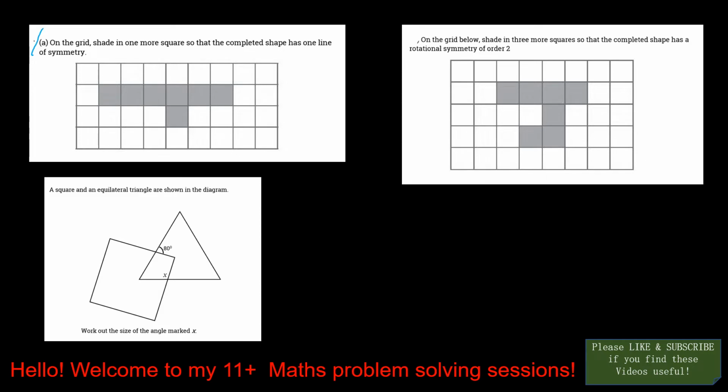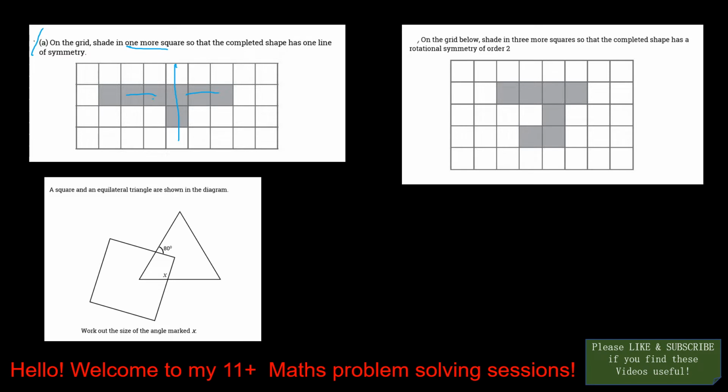On a grid, shade in one more square so that the completed shape has one line of symmetry. If we take this as our line of symmetry, we need to have an equal number of squares shaded to the left and to the right of it.